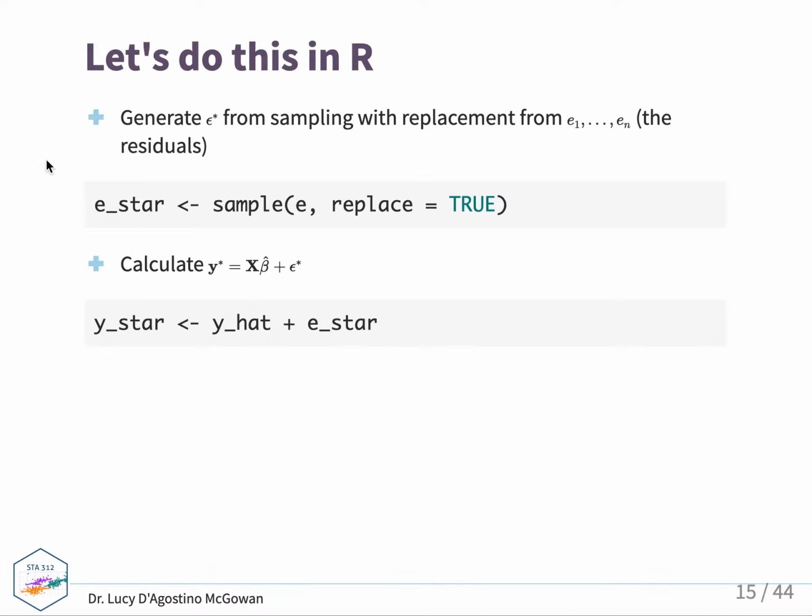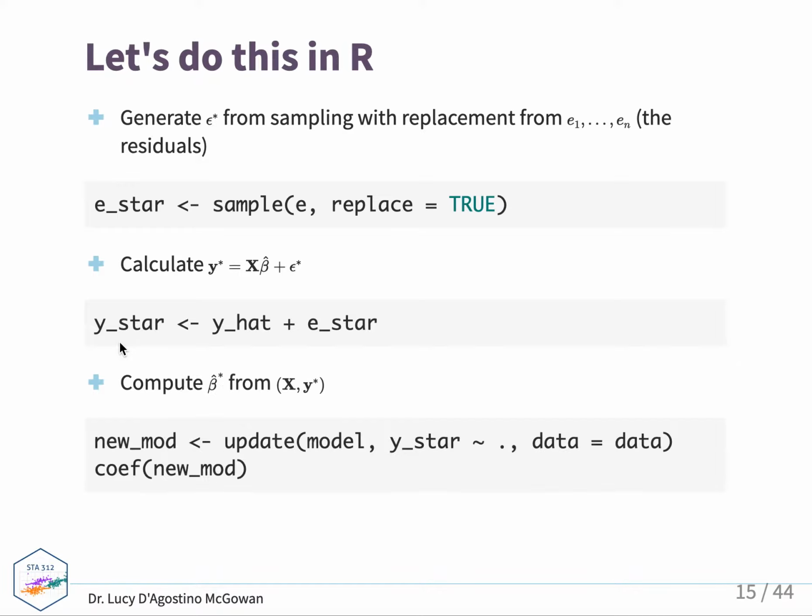The next step in the bootstrap procedure is to calculate Y star, which is just our data X times beta hat plus epsilon star. X times beta hat is the same as Y hat, so I can just plug in Y hat here. And this epsilon star we've just calculated here as E star. So I'm going to do Y hat plus E star, and save that as Y star. So I've calculated my E star, which was sampling with replacement, and I calculated my Y star, which is my new estimated Y value for this single bootstrapped sample.